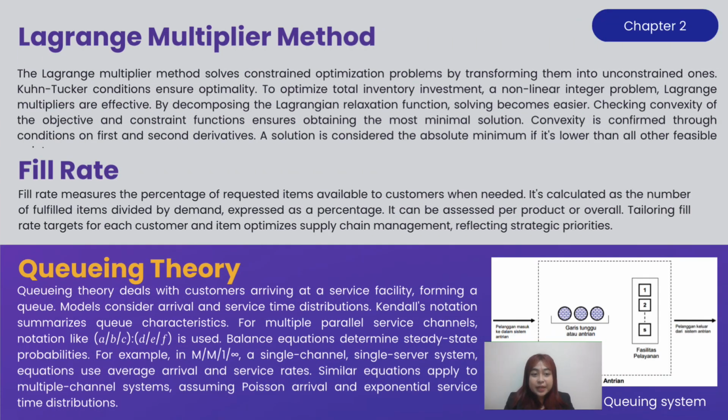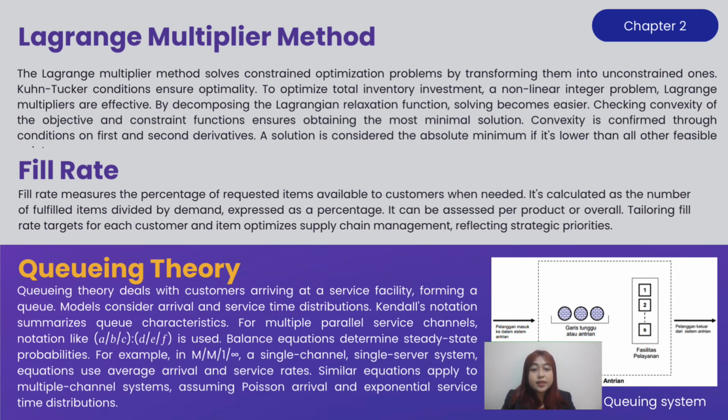Okay, this is the last page in Chapter 2. We have the Lagrange multiplier method. The Lagrange multiplier method solves constrained optimization problems by transforming them into unconstrained ones. Optimality conditions ensure optimality. To optimize total inventory investment, a nonlinear integer problem, Lagrange multipliers are effective. By decomposing the Lagrangian relaxation function, solving becomes easier. Checking convexity of the objective and constraint functions ensures obtaining the minimal solution. Convexity is confirmed through conditions on the first and second derivatives.